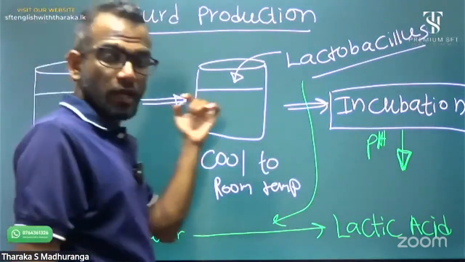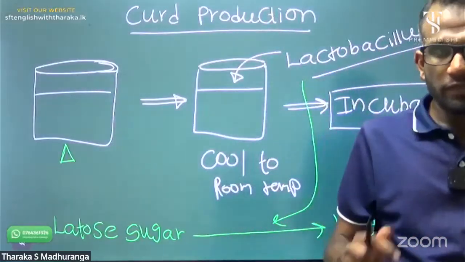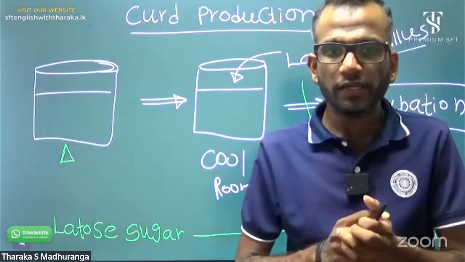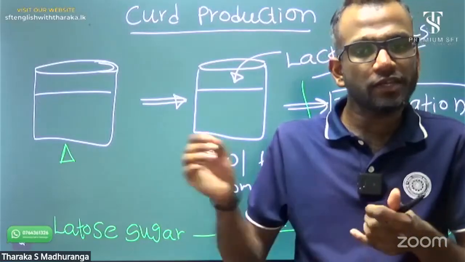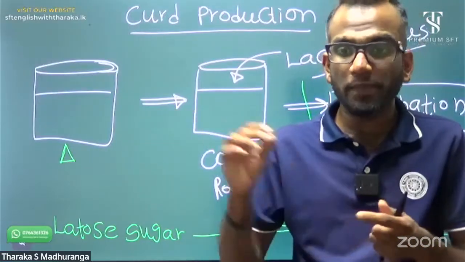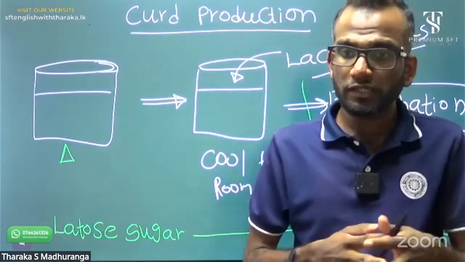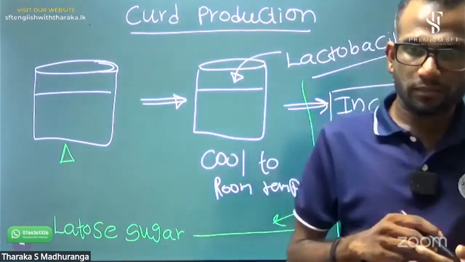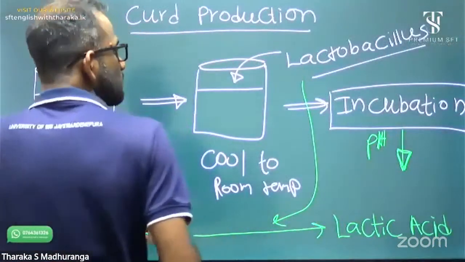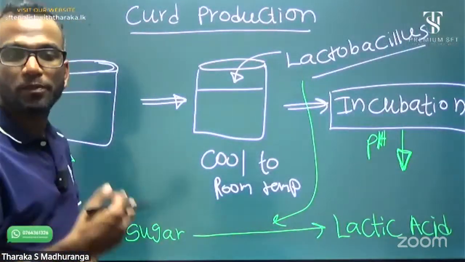Okay, those are the curd production steps. First, pasteurization of fresh milk, then cool it down to room temperature and introduce Lactobacillus bacteria through a pre-prepared curd sample. Then incubation provides favorable conditions for microbial growth.